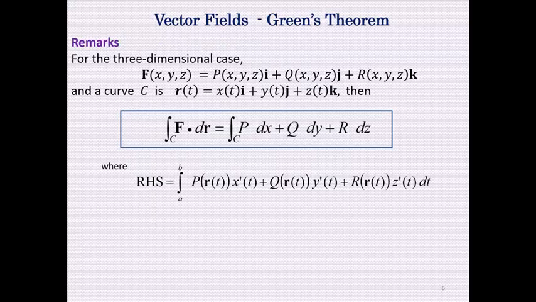Although we do not do Green's theorem in 3 dimensions, here is just a generalization of what we just discussed. For the case of 3-dimensional vector fields, where you have P, Q, R as the component functions, and the parametric equations for C are x(t), y(t), and z(t) respectively, for the i, j, k components, then the line integral of F over C has a corresponding component form, the one in the blue box.